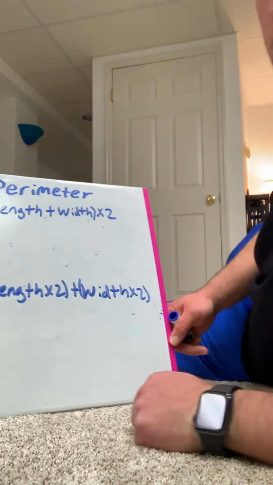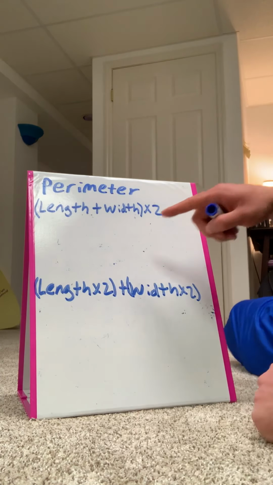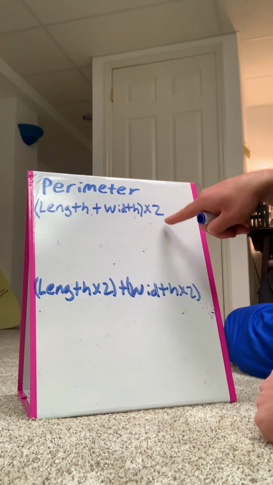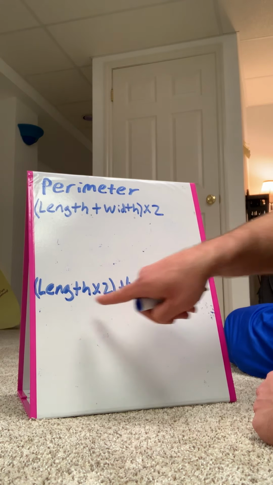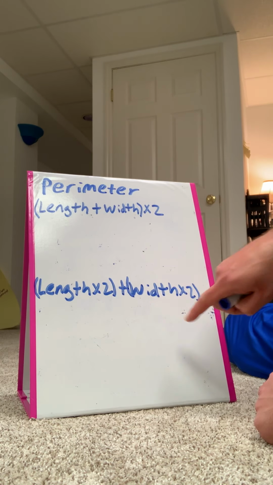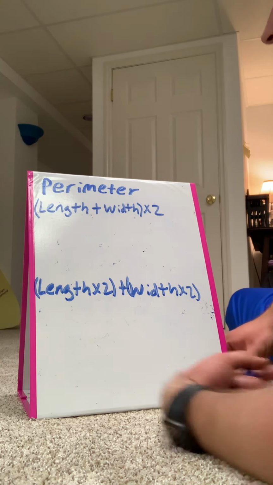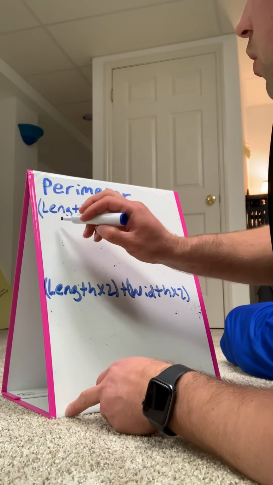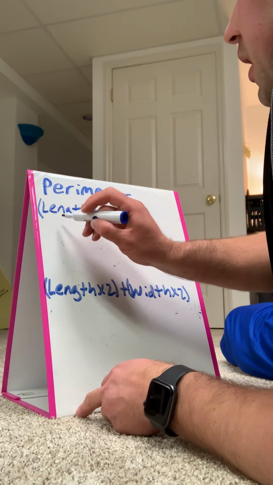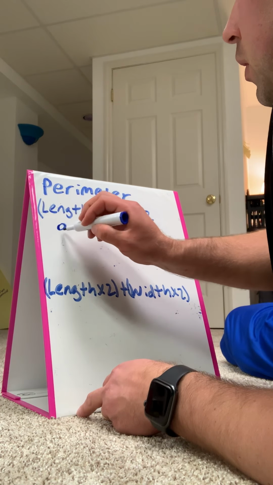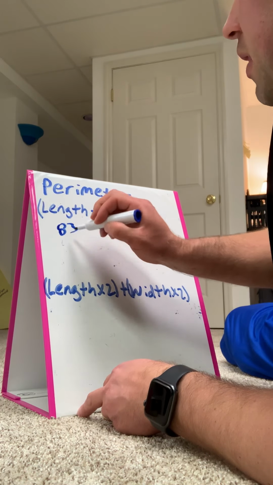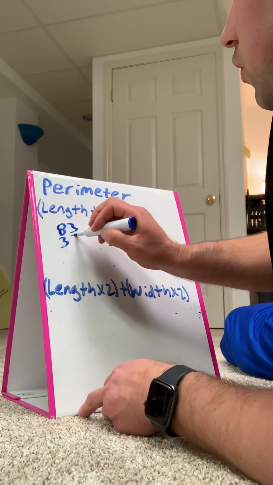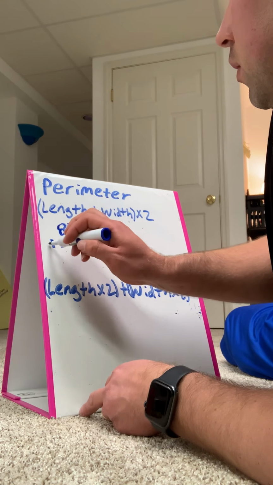So I'm going to go over two different ways that you could solve this. We could do length plus width times 2, or double the length and then add double the width. Either one works, but it's up to you which one you want to use. So our length was 83 inches, and then 37 inches for our width.